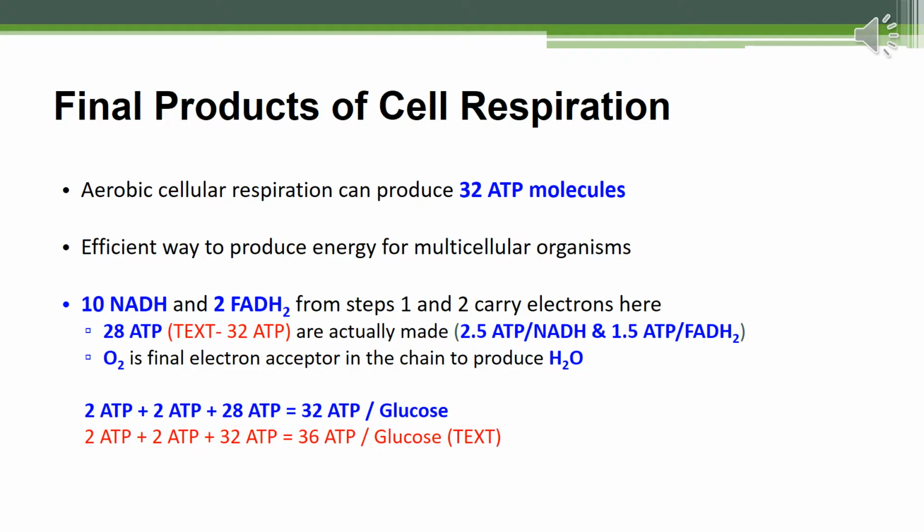So here are our final products from each of these parts of cellular respiration: 2 ATP from glycolysis, 2 ATP from the citric acid cycle, and 28 ATP from the electron transport chain, resulting in 32 ATP per molecule of glucose. And don't trust the book on this because it says there are 36 ATPs produced per molecule of glucose, which is simply wrong because they rounded the numbers wrong.